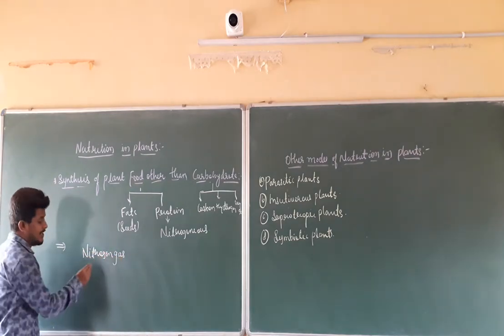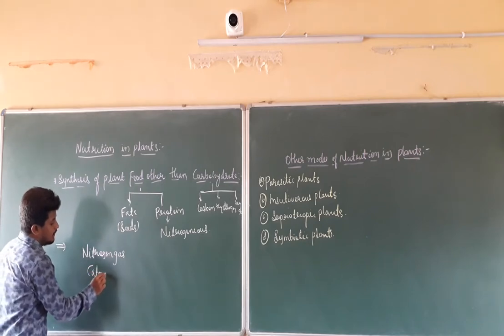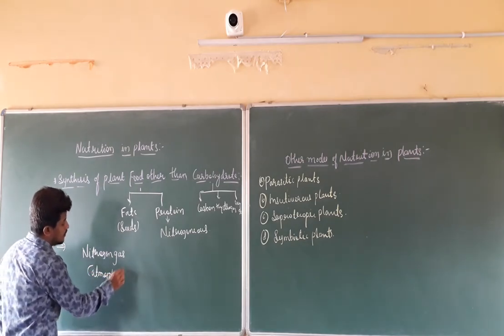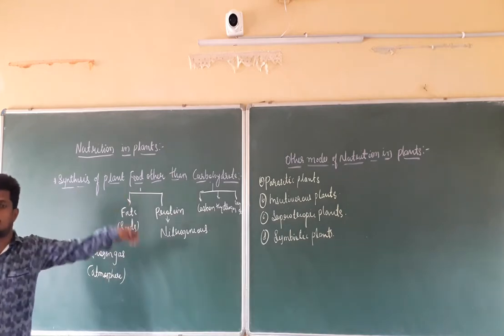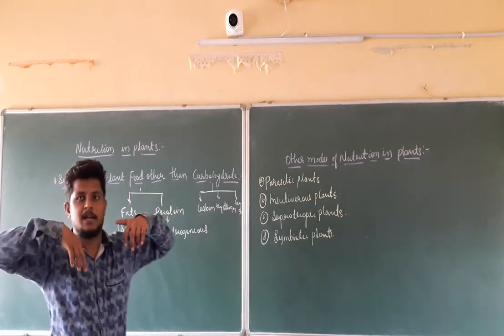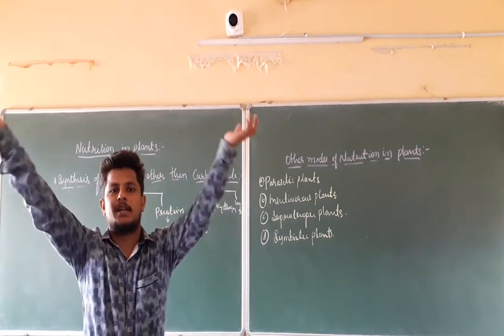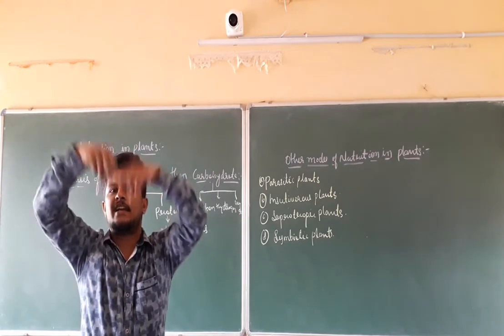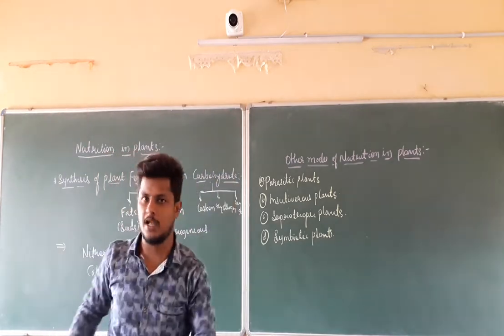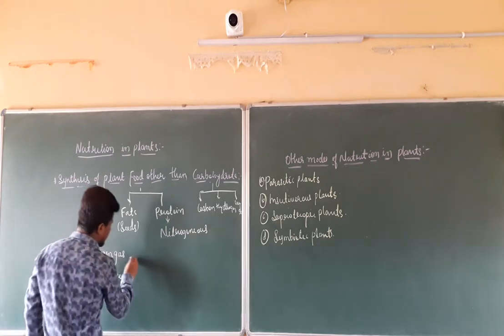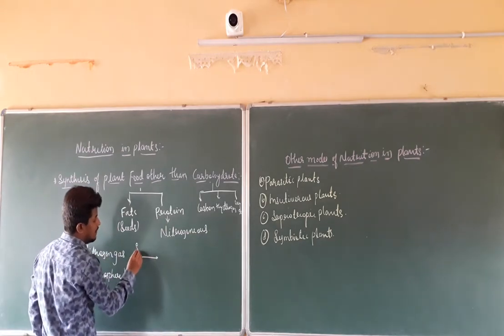Nitrogen gas is present in the atmosphere. Let the plant be; I want nitrogen. The plant is not going to take it directly. So where is that nitrogen going? It is going to the soil.